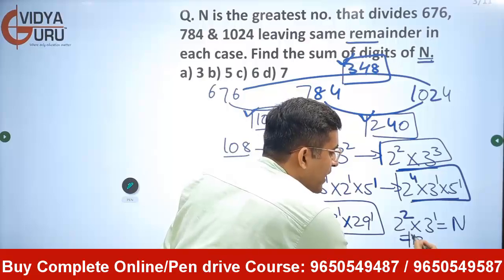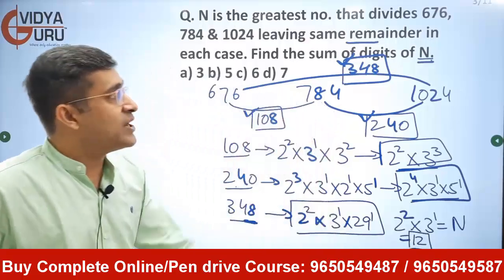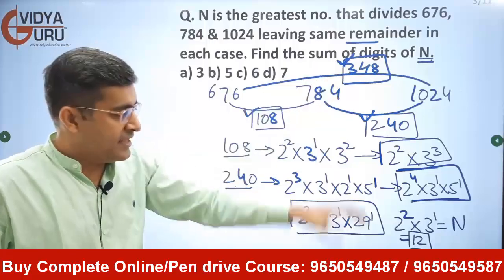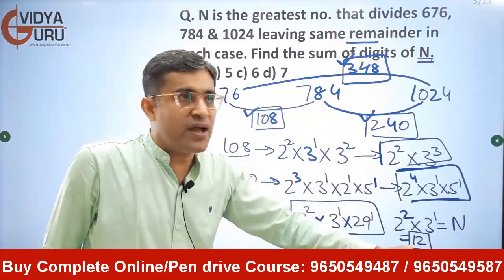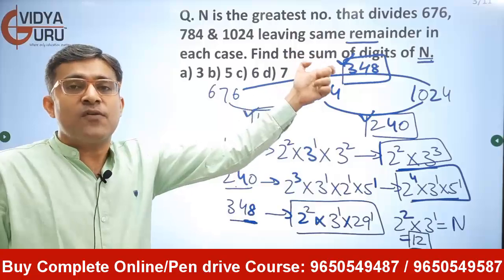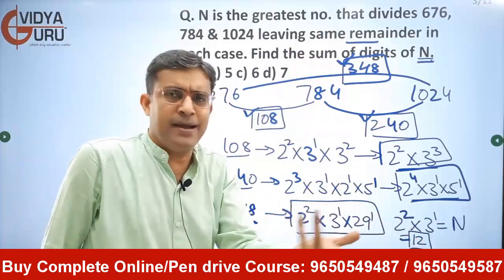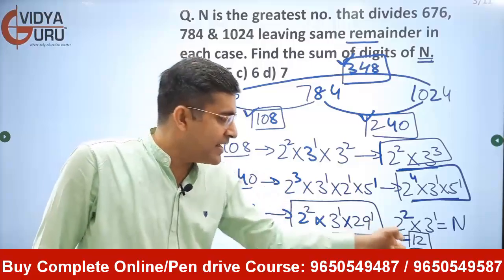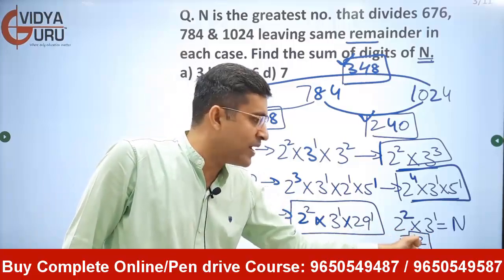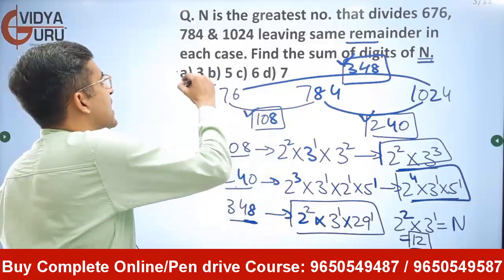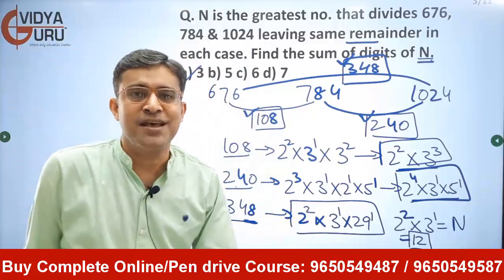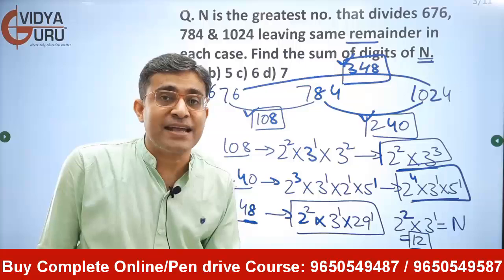What is the value of n? n is 12. But the question was asking something else. Yes, this number n is 12, but let's find out the sum of digits. So what will be the sum of digits of n? 1 plus 2. It has only 2 digits, 1 and 2. So 1 plus 2 is 3. Students, the answer is option A. The answer is 3. Let's look at the next question.